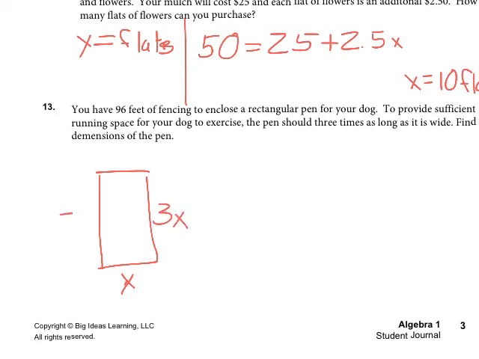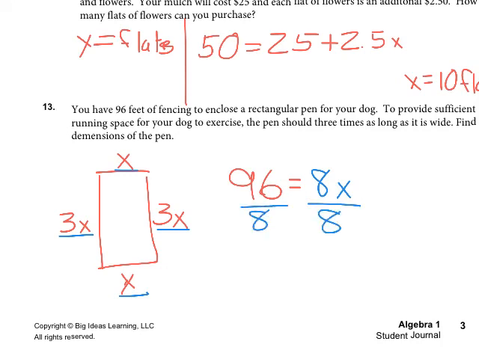So I know opposite sides are the same on a rectangle. And now I can add them all up. So when you read 96 feet of fencing, when you read the word fencing, what should you think automatically? Perimeter. So I'm adding up all the sides. And when I add up all the sides, it should equal 96. So 96 equals, I have 1, 2, 3, 4, 5, 6, 7, 8 x's. Okay, divide by 8. I get x is what?